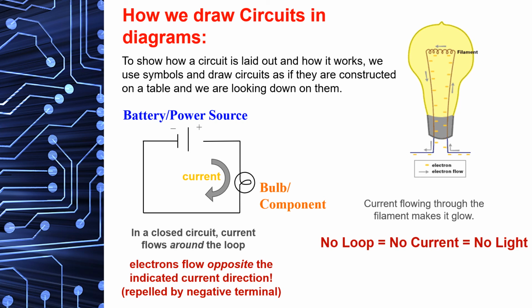This is a special light bulb called an incandescent light bulb. This is not an LED or a halogen light bulb or something like that, or a fluorescent. This is an incandescent light bulb. And the current flowing through the filament makes it glow. It takes some of that electrical energy of the electrons moving and converts that into light, and in the case of an incandescent, into a lot of heat too. They get very, very hot. If there is no loop, no closed circuit, there is no current, and then there is no light.